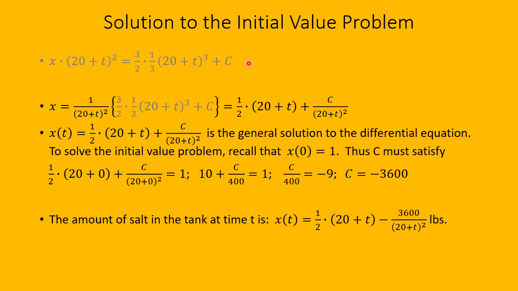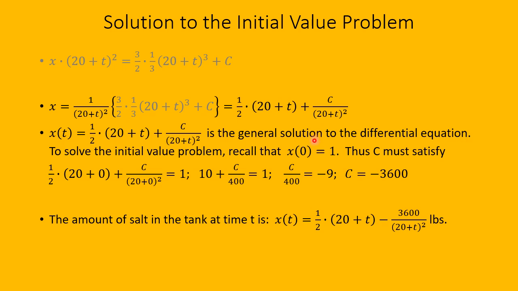So here's the equation that we had on the previous slide. If we solve this for x by dividing both sides by (20 plus t) quantity squared, we have x equals 1 over (20 plus t) quantity squared times all of this stuff. When you multiply this out and simplify, you get 1/2 times (20 plus t) plus an arbitrary constant over (20 plus t) quantity squared. So x of t equals 1/2 (20 plus t) plus c over (20 plus t) squared is the general solution to the differential equation.